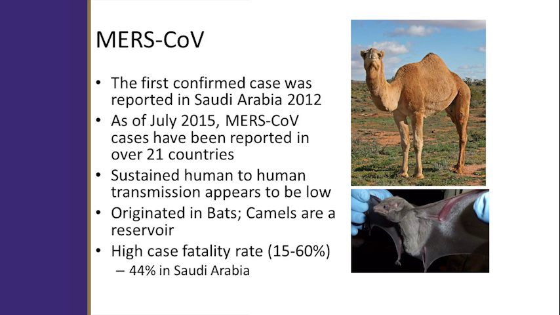This one, like Ebola, probably originated in bats, although camels may also be a significant reservoir that lead to a direct exposure in humans. This one is actually even a little scarier than Ebola because this one's truly respiratory. Okay, this one's likely to be spread by respiratory droplets, more of an airborne spread, and has a very high case fatality rate. If you look on a per country basis, it's anywhere from 15 to 60%. It's 44% in Saudi Arabia.